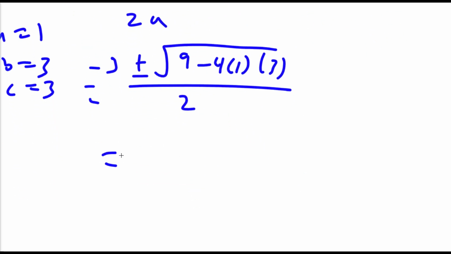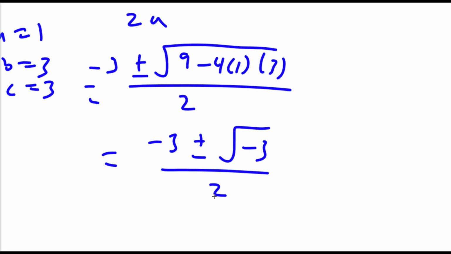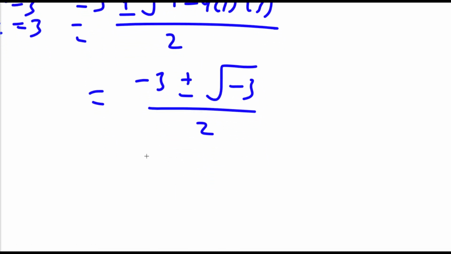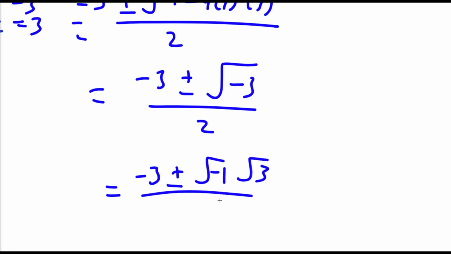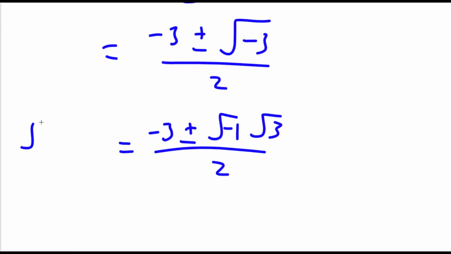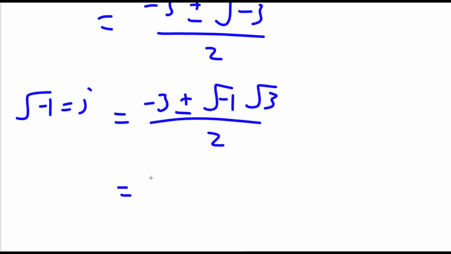Now this is equal to negative 3 plus or minus the square root of negative 3, over 2. This can be written as the square root of negative 1 times the square root of 3, over 2, and the square root of negative 1 is equal to i. So now I have negative 3 plus or minus the square root of 3 times i, over 2.